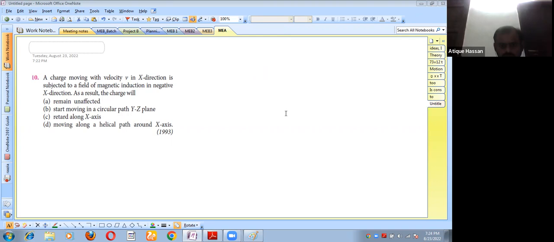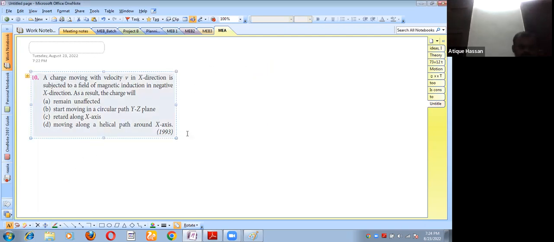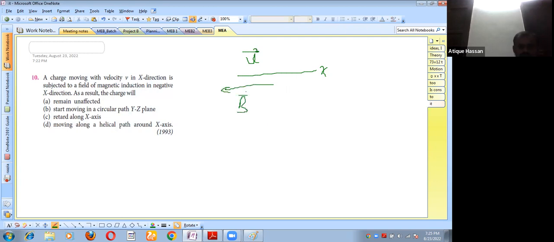The first is getting your answer as B. You see, a charge moving with velocity V in x direction is subjected to a field of magnetic induction in negative x direction. So, according to the question, the charged particle is moving along x direction with velocity V, and the magnetic field is in negative x direction, right?